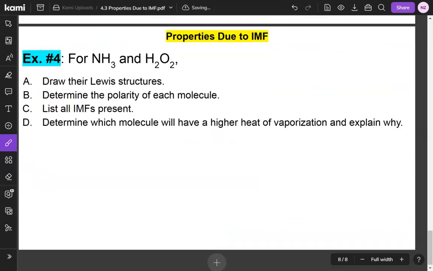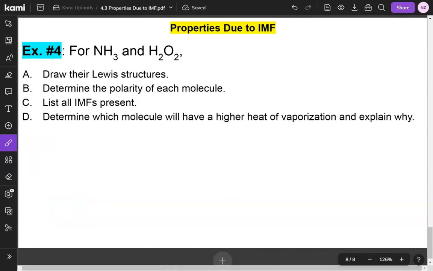All right, last one. Let's draw these Lewis structures out. We have NH3, so nitrogen trihydride, and then we have dihydrogen dioxide, aka hydrogen peroxide. Let's draw the Lewis structures. So for NH3, nitrogen goes in the middle. We got hydrogen, hydrogen, hydrogen, and you will have a lone pair of electrons on your nitrogen. For H2O2, hydrogens can't go in the middle, so we got to put our oxygens in the middle. You will have two sets of lone pair on each oxygen like that.